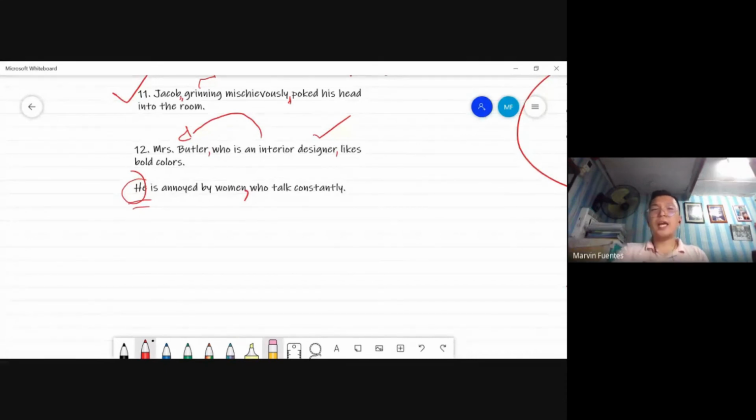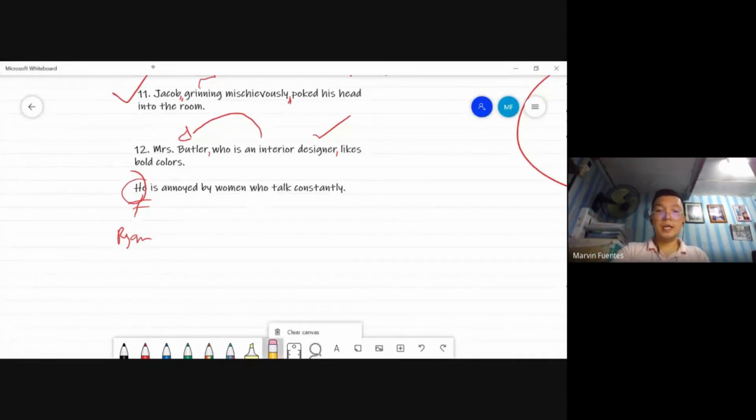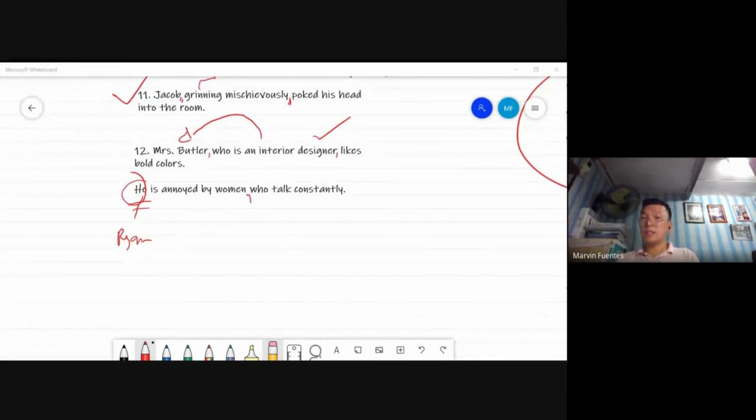It's okay if what I put here is Ryan is annoyed by the woman; that's the time you put a comma. Why? It is already clear who that is. It is Ryan. But if it is a pronoun, we are not sure, so it is important. So you don't have to put any comma. That is your ruling: essential and non-essential.